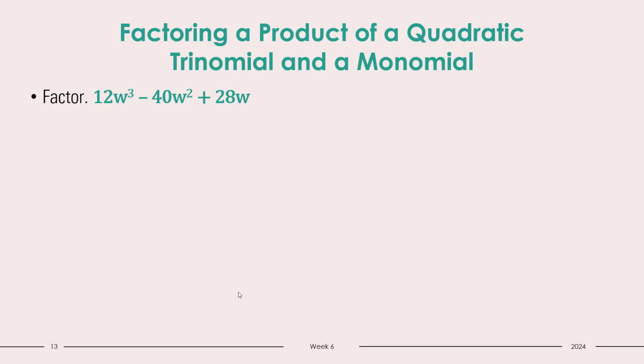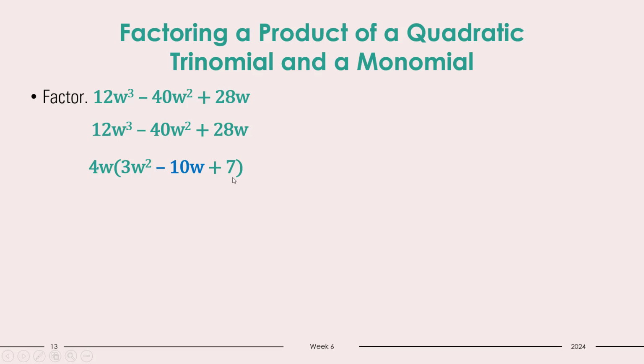All right, here's another one, very similar to the one we just did. Again, looking through, even though this is a trinomial, notice that I've got a greatest common factor, or common factor. I want to take out the greatest common factor, and that's going to be 4w. I'm taking out 4w, and that leaves me with 3w squared minus 10w plus 7. Okay, that's a little better to deal with.